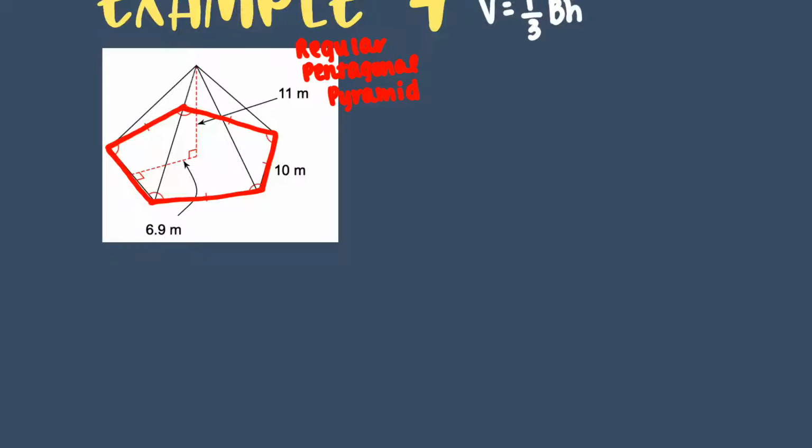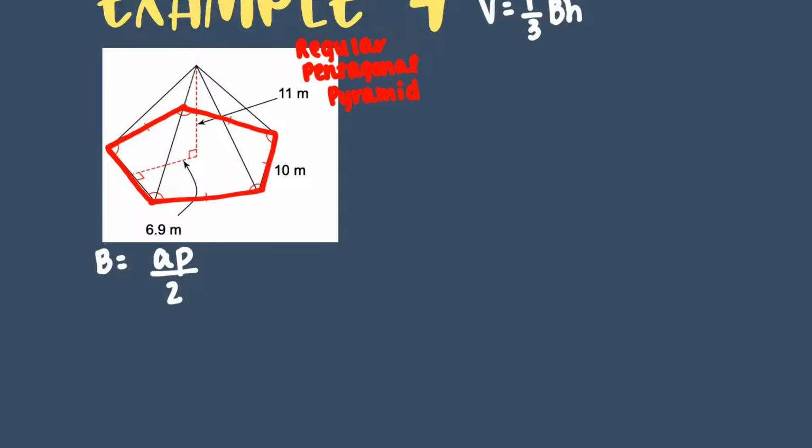What's really tricky about this is finding that area of the base. I didn't give you one for just pentagons. I gave you one for regular polygons. Remember, you take that apothem, which starts at the middle, you multiply it by the perimeter of the base, and then you divide that by 2.